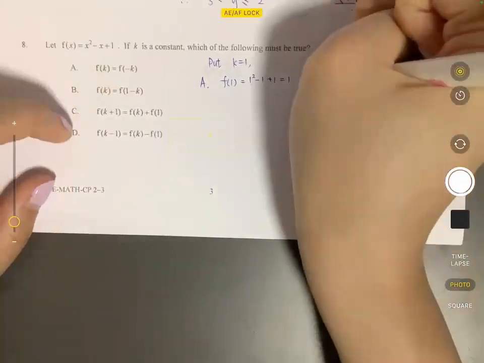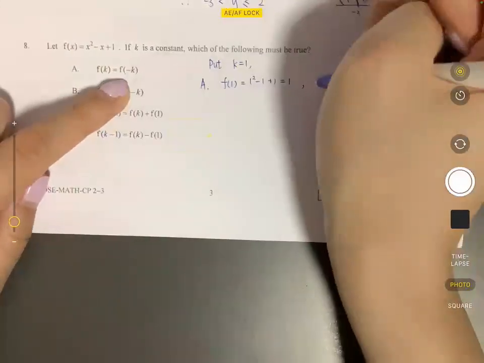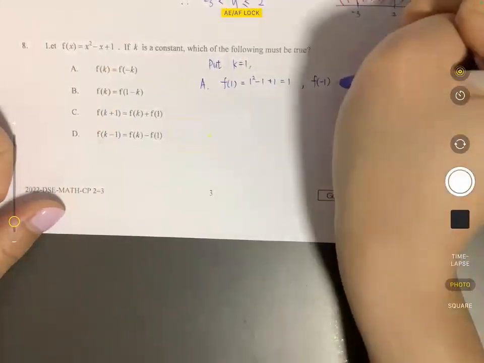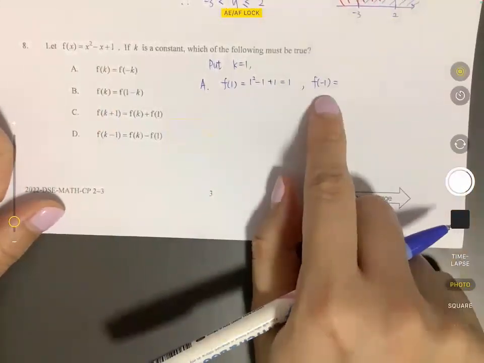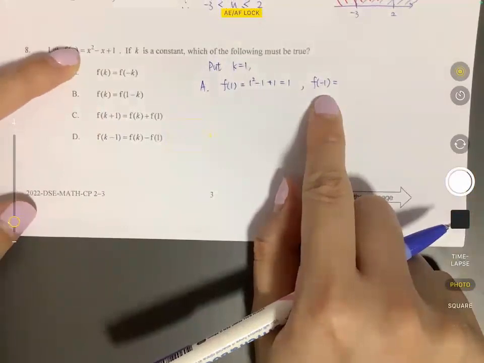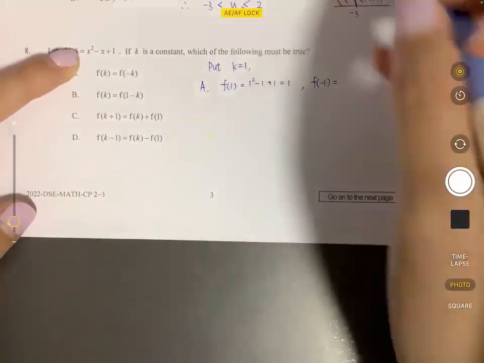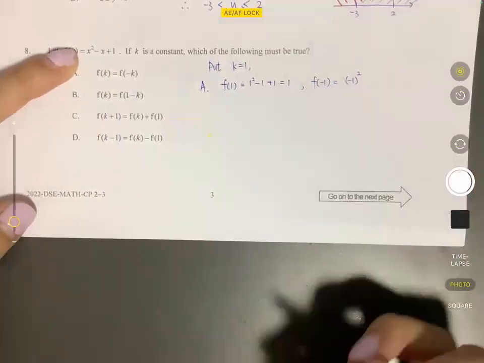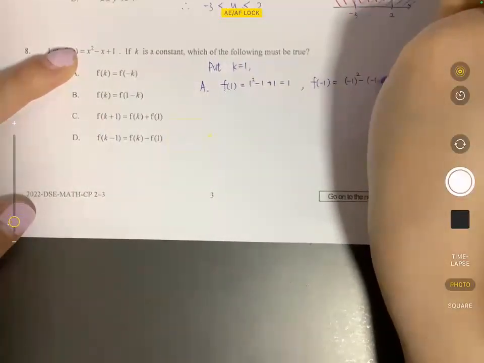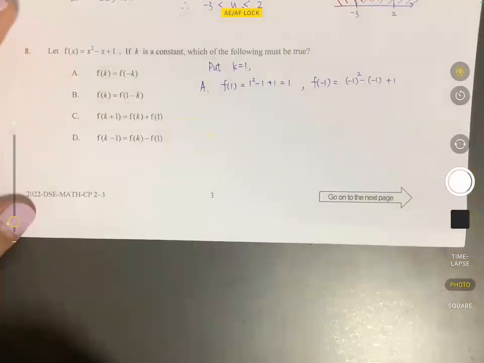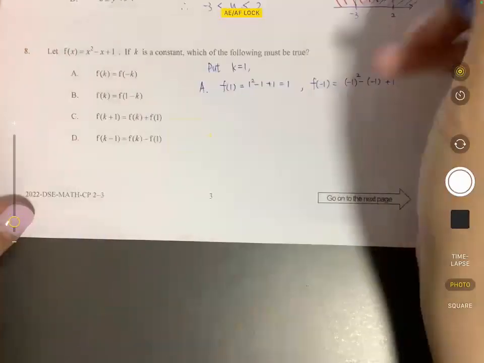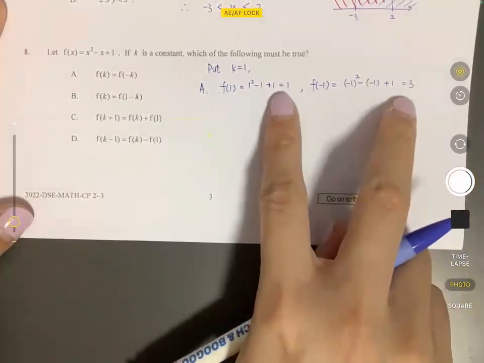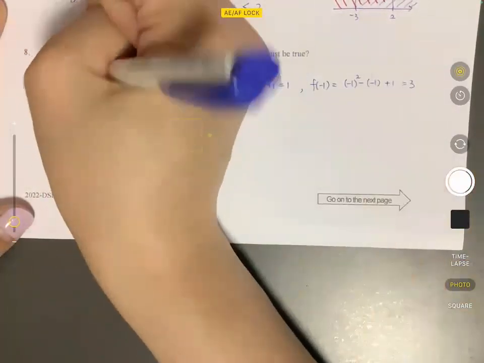Okay, so how about the other one, f(-k)? So k is 1 now, that means f(-1). Once again, what is meant by f(-1)? That means change the x into negative 1. So remember to put a bracket and then square: (-1) squared minus (-1) plus 1. And using the calculator once again, I've got the number 3. So do you think that 1 is equal to 3? Of course not. So that's why A is wrong.